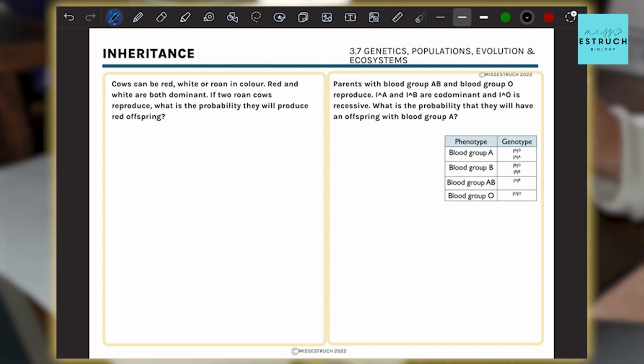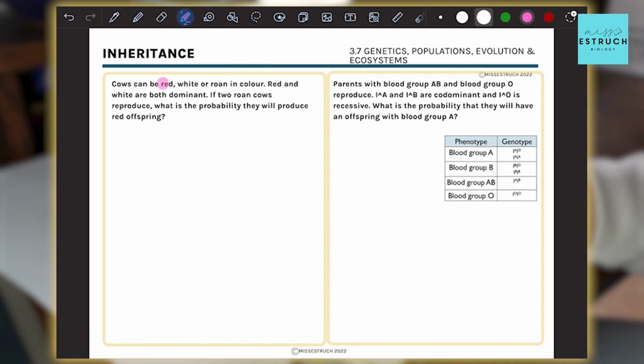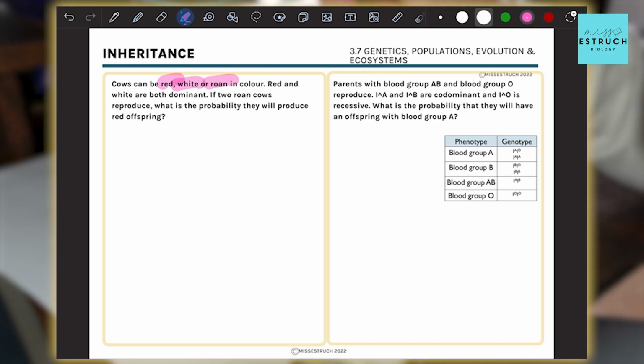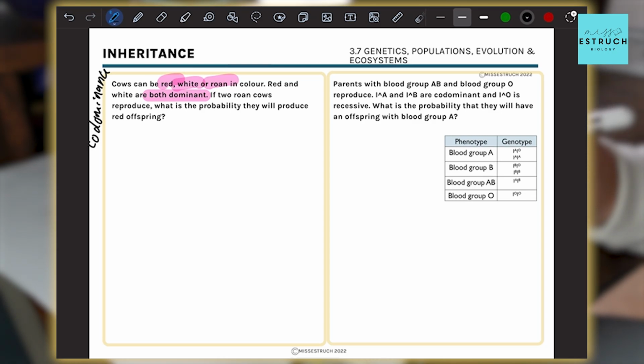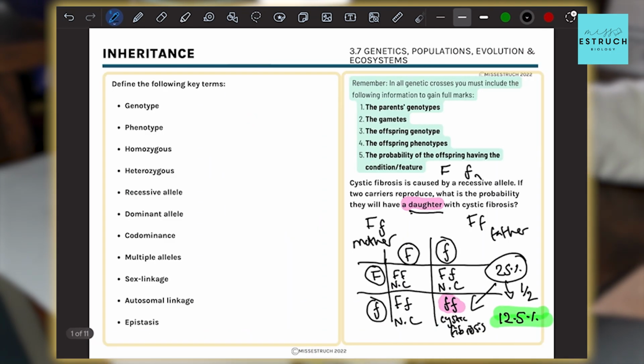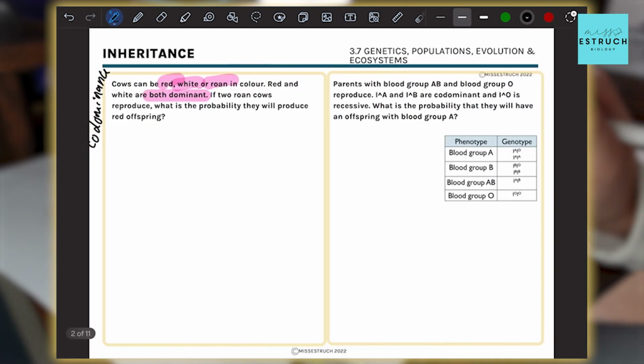So we're told that cows can be red, white, or roan in colour. Red and white are both dominant, so that means this is an example of co-dominance. And we're told if 2 roan cows reproduce, what is the probability they'll produce red offspring? So again, we always need to include all of this information: parents' genotypes, gametes, offspring genotypes, offspring phenotypes, and the probability. So we need to start with the parents' genotypes, and it's 2 roan cows.